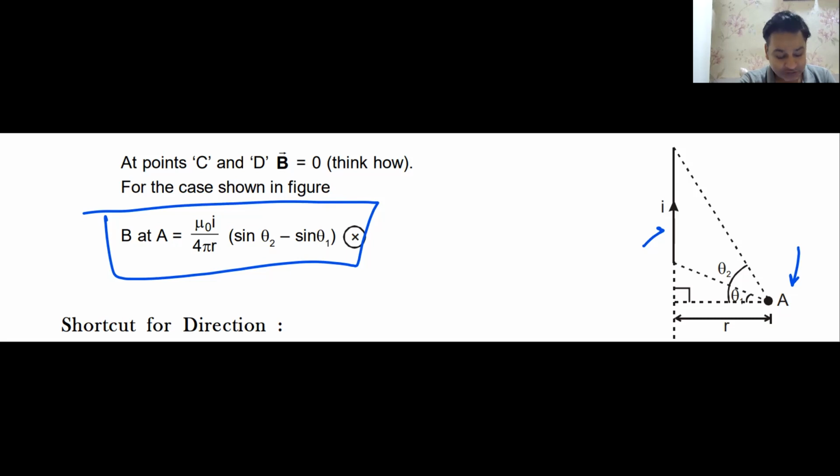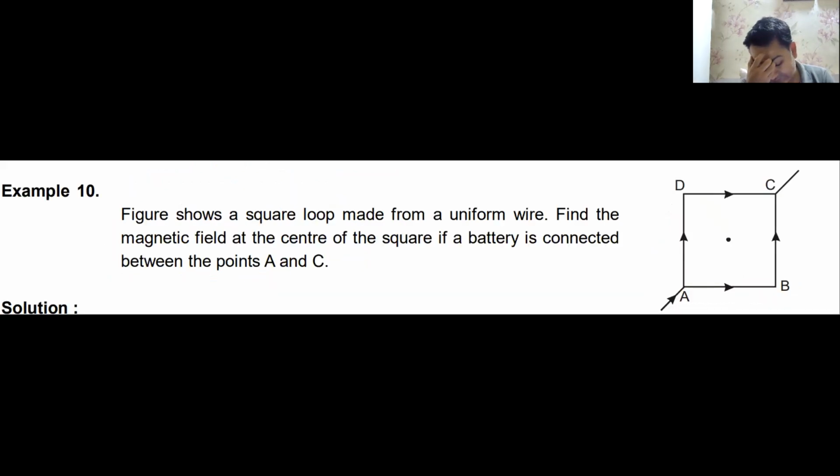Then can you tell me the answer to this one? A simple one. This is a wire which is coming from infinity. Then again, this is going to infinity. And then there is a square loop in between. What is the magnetic field at the center O?